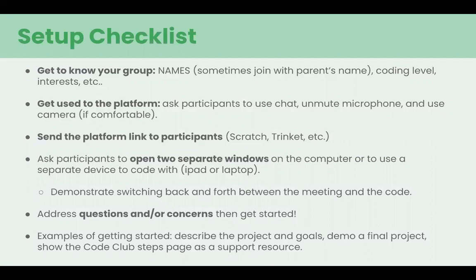Get used to the platform. So get participants to use the chat, unmute the microphone, and use the camera if they're comfortable doing so. Send the platform link to participants. So through the Code Club website, you'll be provided a link. You can just copy paste that right into your chat box, get everyone to open the tab. And then ask participants to set up 2 separate tabs. So by clicking on the platform link, they'll kind of do so by default.